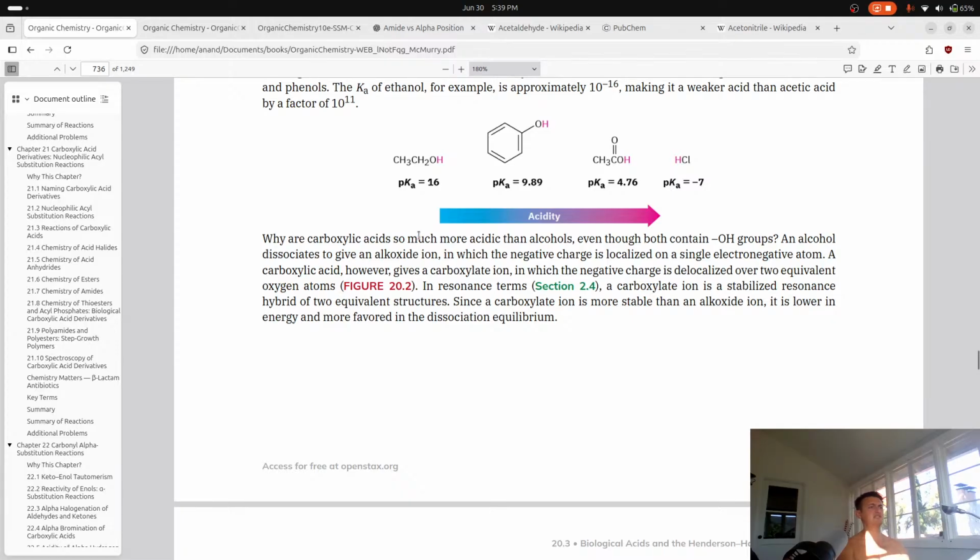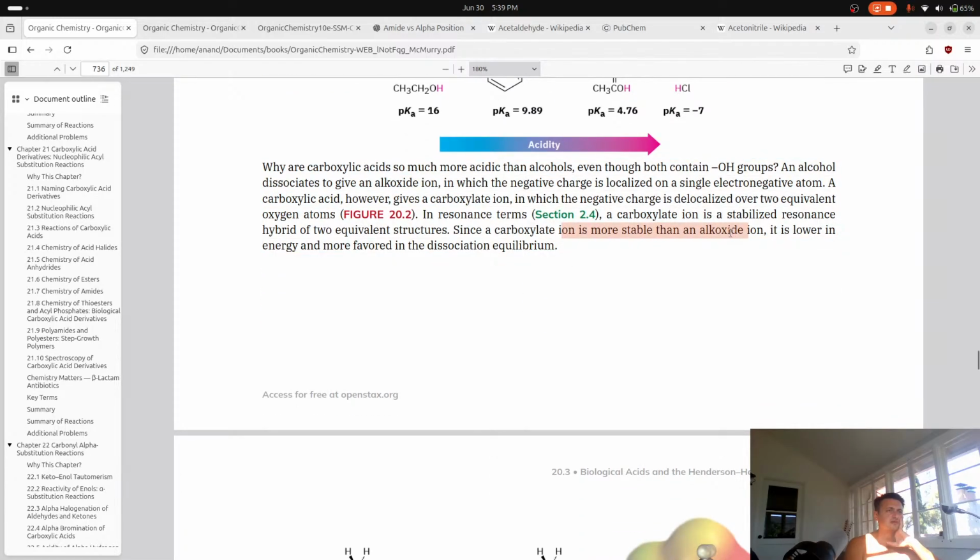Why are carboxylic acids so much more acidic than alcohols, even though they both contain OH groups? An alcohol dissociates to give an alkoxide ion, in which the negative charge is localized on a single electronegative atom. A carboxylic acid, however, gives a carboxylate ion, in which the negative charge is delocalized over 2 equivalent oxygen atoms. In resonance terms, a carboxylate ion is a stabilized resonance hybrid of 2 equivalent structures. Since the carboxylate ion is more stable than an alkoxide ion, it is lower in energy and more favored in the dissociation equilibrium.